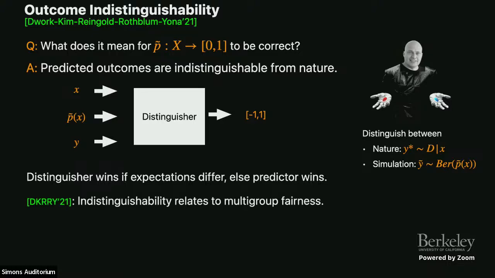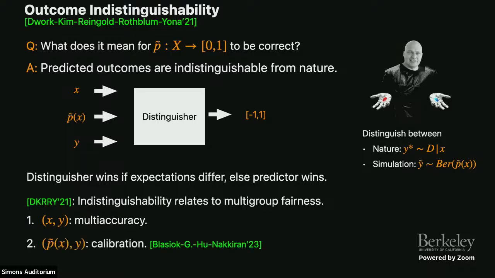So the main result in this paper was that indistinguishability, as we saw, relates to various notions of multigroup fairness. I'm going to use two restricted forms of this. I'm never going to give the distinguisher X, the prediction, and the label all together. I'll give the label and one of these other two things. In the model where you only show X and Y to the distinguisher, indistinguishability is related to multi-accuracy. The model where you only show the prediction and Y to the distinguisher is an incredibly weak model, which is probably the reason why it wasn't considered in this original paper.